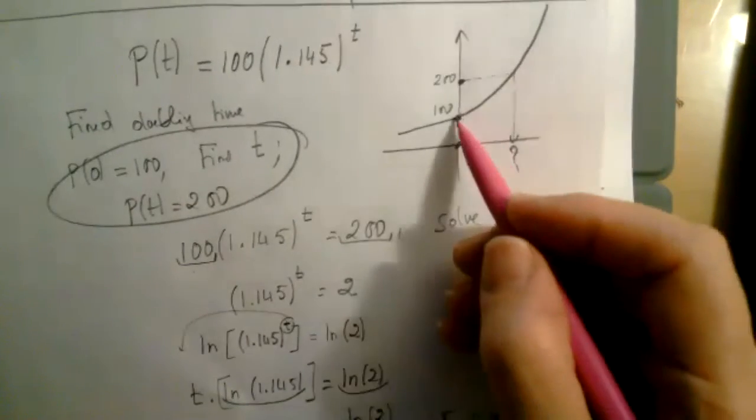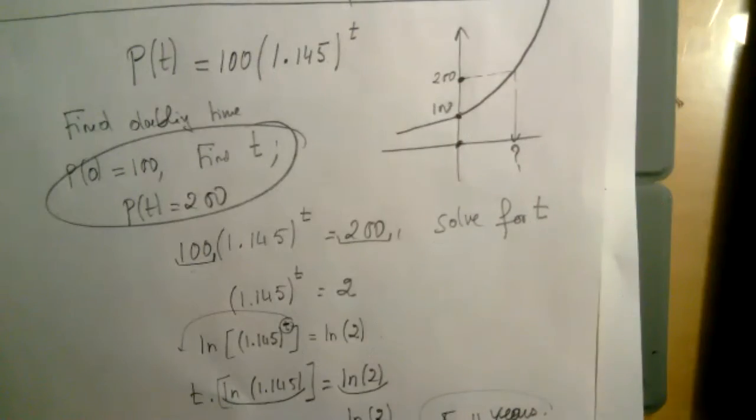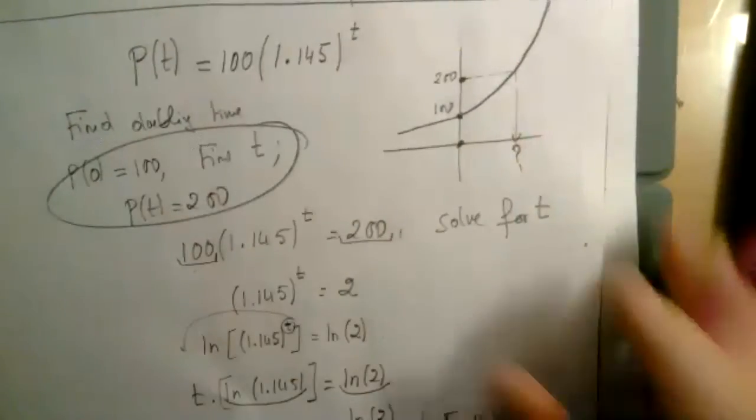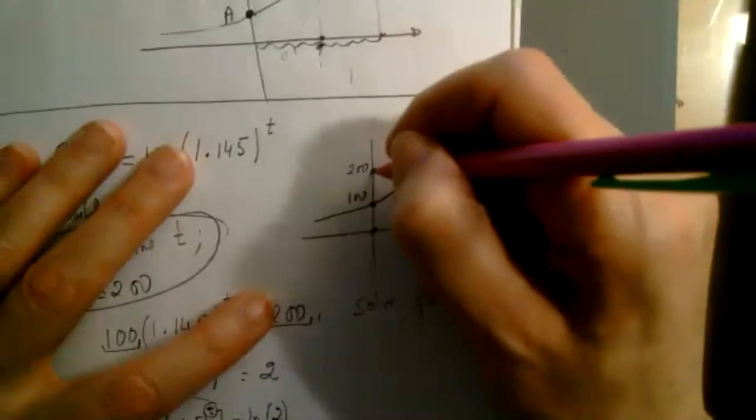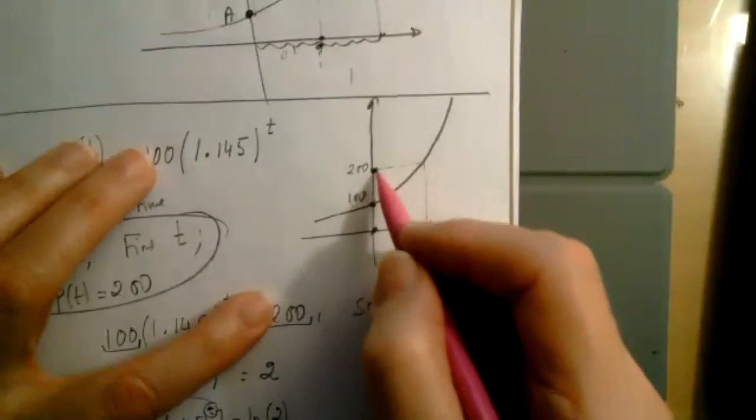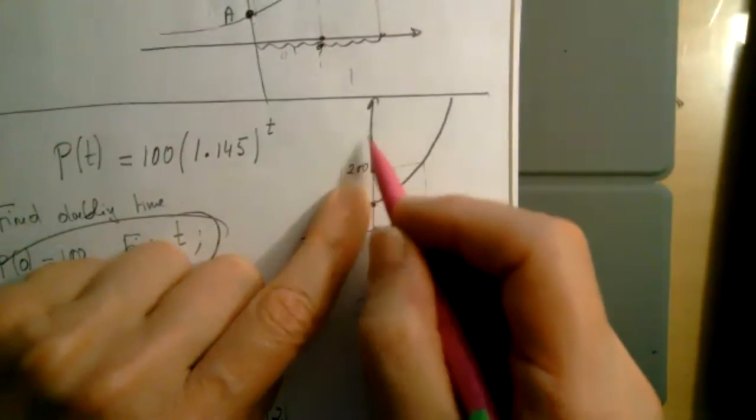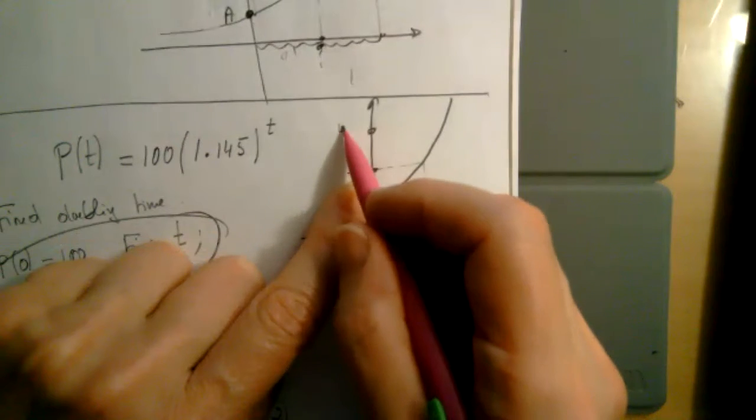Okay. Now, to grow from 100 to 200, it took 5 years. Now, I told you something, and I want to make sure of it: how long is it going to take to grow from 200 to 400?